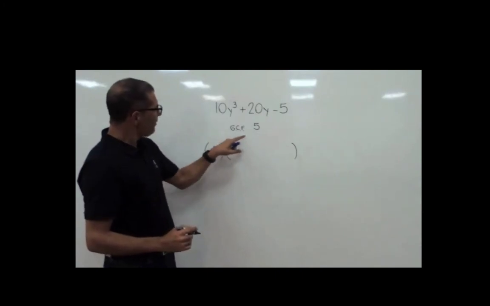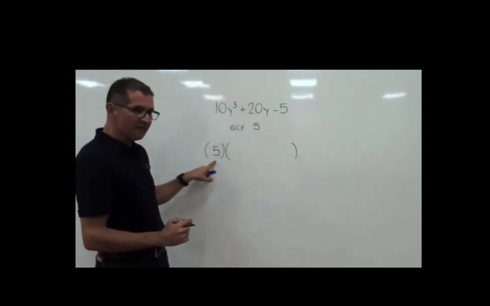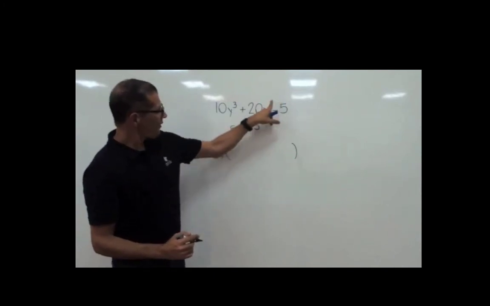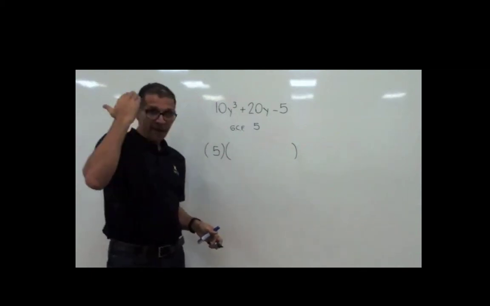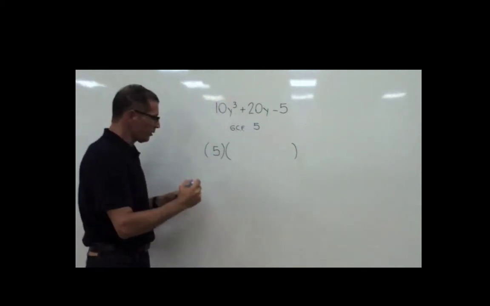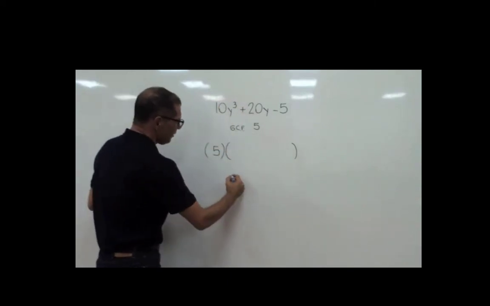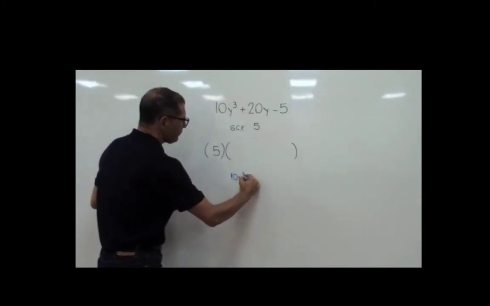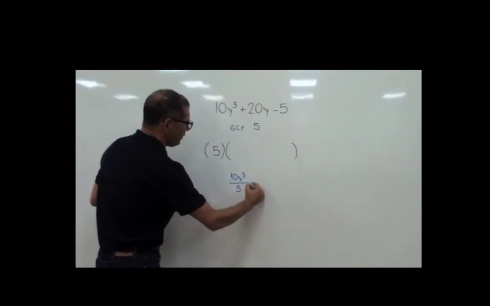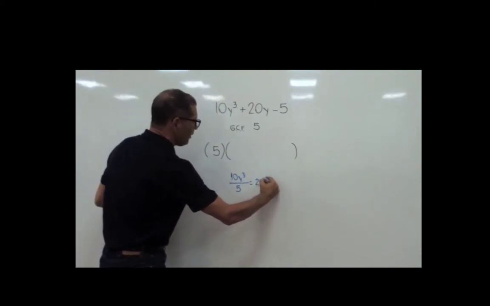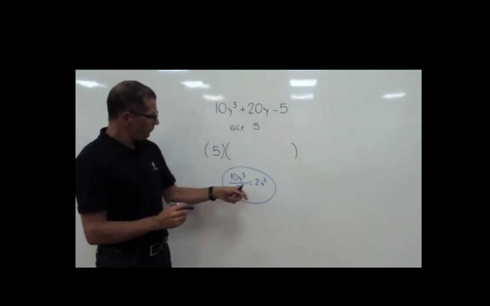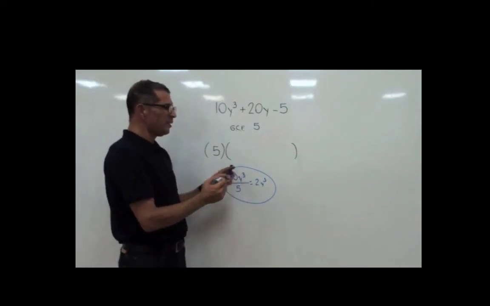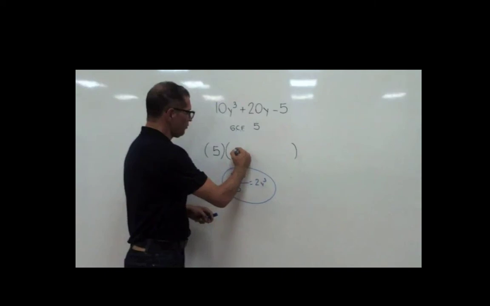How do we get these numbers? We divide each term by this factor. Again, you can solve, or you can divide mentally, or if you prefer, let's work. This term divided by this: 10y cubed divided by 5 equals 2y cubed. 10 divided by 5 is 2, and y cubed goes there. So the first term that goes inside this factor is 2y cubed.